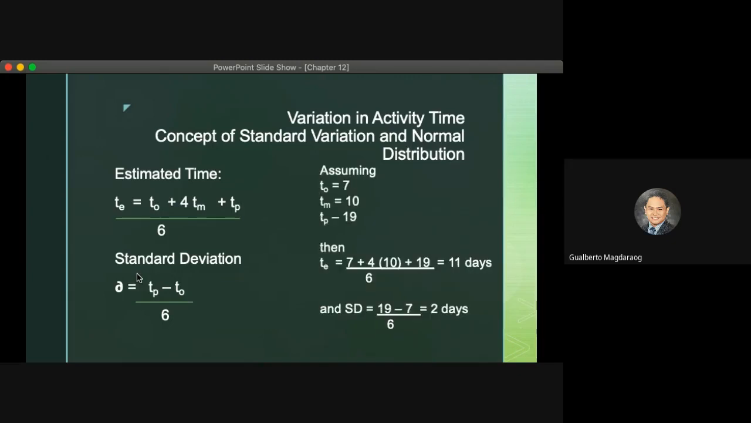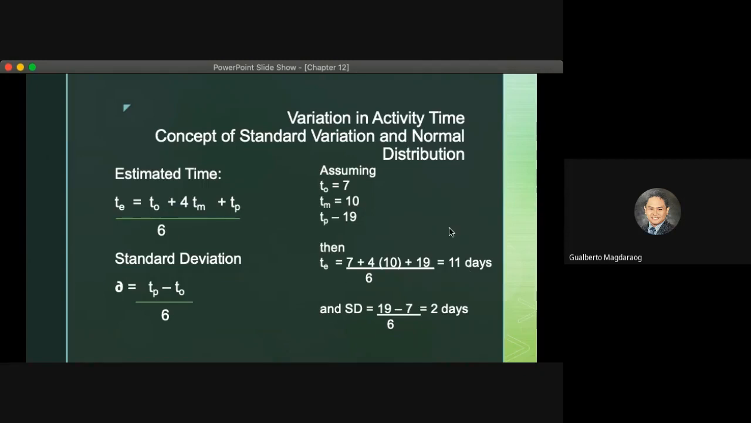let me open a specific example. Say the events 1 to 2. Events 1 to 2, for example, take 11 days. And we were able to arrive at 11 days by assuming a given optimistic time of 7, a most likely time of 10, and a pessimistic time of 19. Following the formula, we arrive at 11 days.